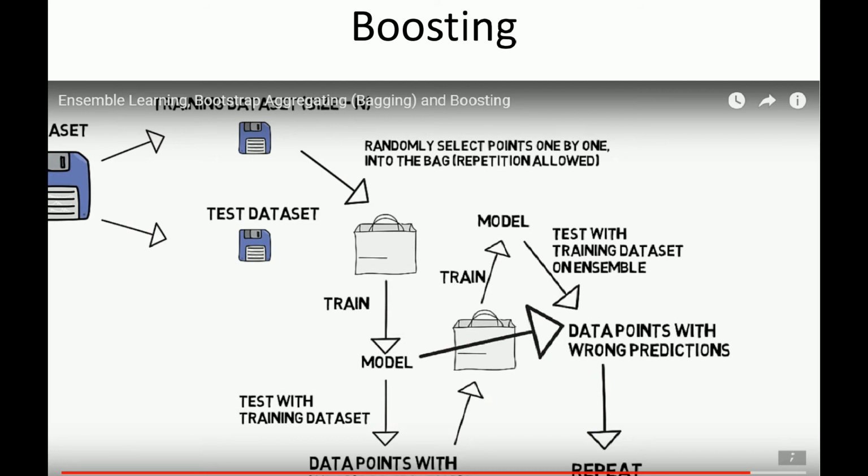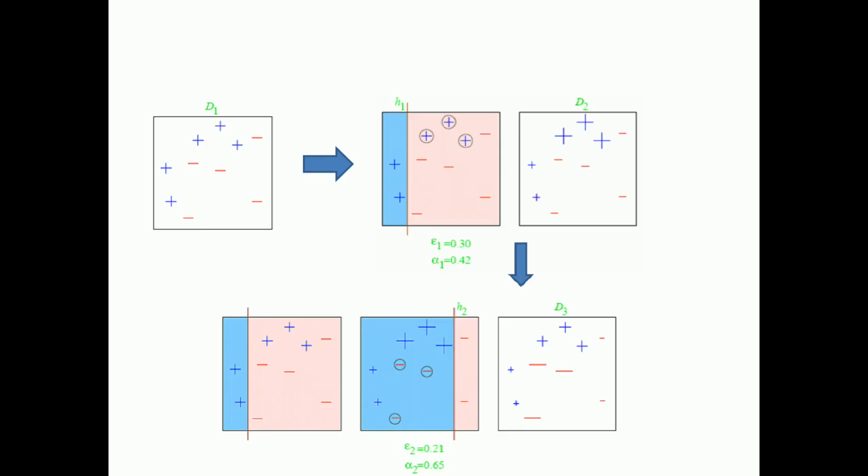We train the model on that, we test it with the data points, and again we train it and test it with the training dataset on the ensemble. The data points that give the wrong prediction, we repeat this technique for those particular data points, until the model learns on those data points where it made a mistake in the previous classification. This diagram again gives you an idea about boosting.